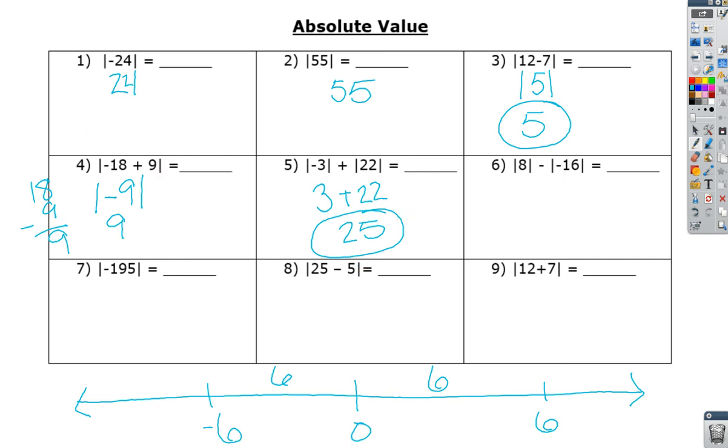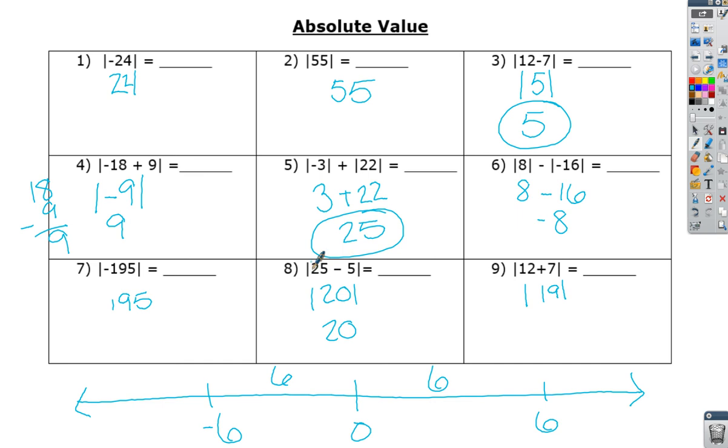Okay, so the absolute value of 8 is 8 minus the absolute value of negative 16. The absolute value of negative 16 is 16, so we have 8 minus 16. We have a positive and a negative. When the signs are different, we take the difference and keep the sign of the larger number. So 16 minus 8 is 8, and we keep that negative sign. The absolute value of negative 195 is 195.